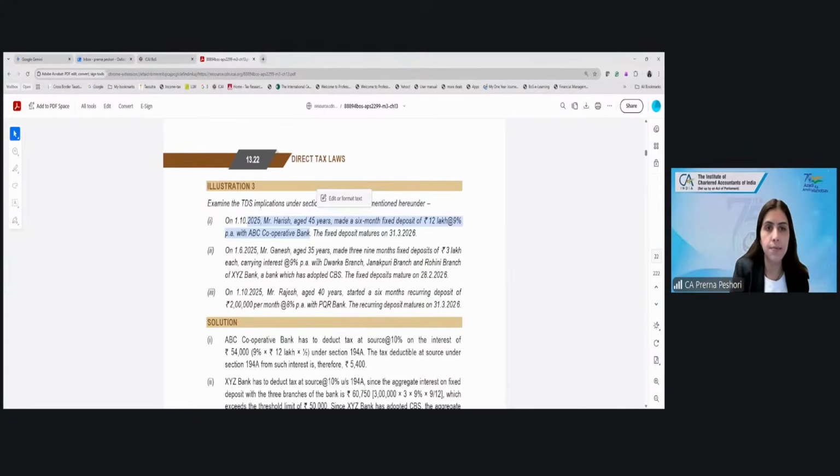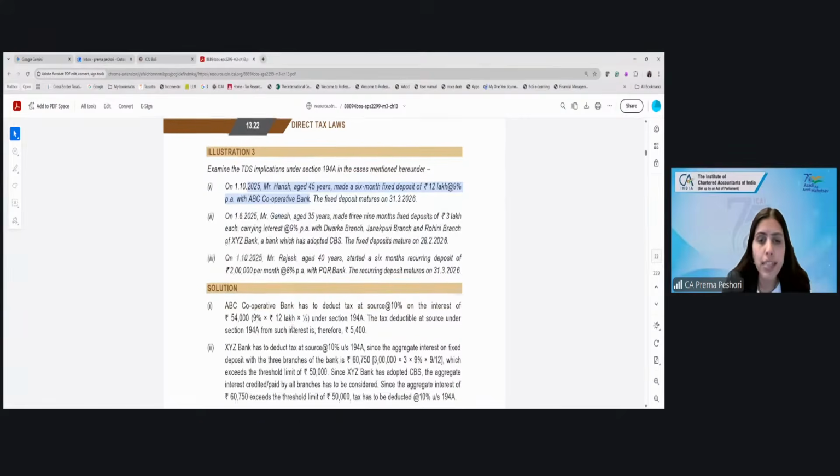Yes, students. So here they have adopted the CBS as I told you. So here you have to take the aggregate interest, not the branch wise. So 3 lakh into 9% into 9 months, it is with each of the branches, right? If the total interest exceeds 50,000, then if the branch has adopted the CBS, the 10% of 60,750 is required to be deducted as the TDS.